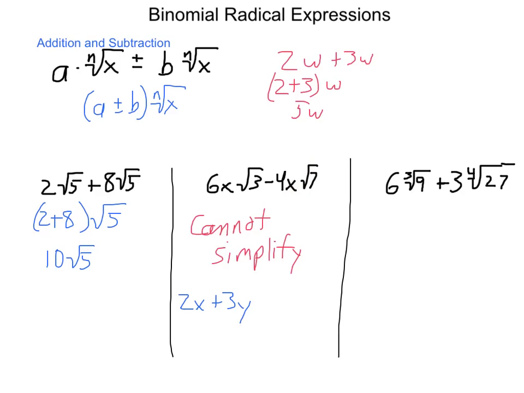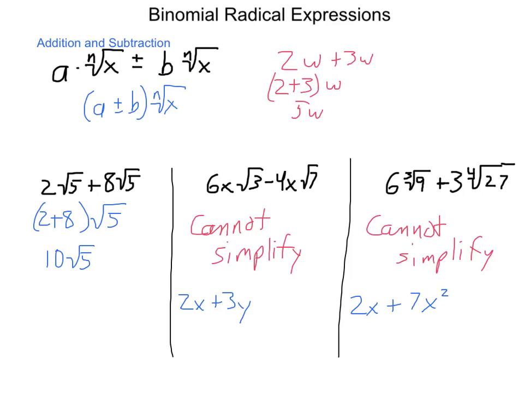Next one. We have 6 cube root of 9 plus 3 fourth root of 27. Because one is a cube root and the other is a fourth root, again, we cannot combine these. So cannot simplify. And the justification here, putting it back to something we've worked with before, would be saying 2x plus 7x squared. One's linear, one is quadratic, and they cannot be combined because they're not talking about the same dimensions.